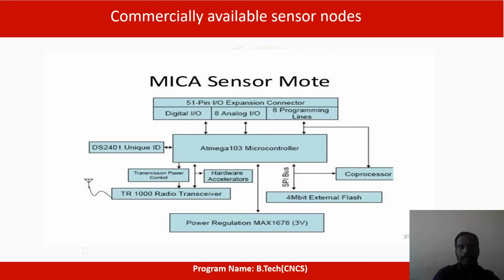Here is a simple diagram for the Mica sensor mote. It has digital I/O, analog I/O and programming. Digital I/O is digital input and output. Digital input allows a microcontroller to detect the logical state, and digital output allows a microcontroller to output a logic state. Each digital input and output can be individually configured to one of three states: input, output high or output low.